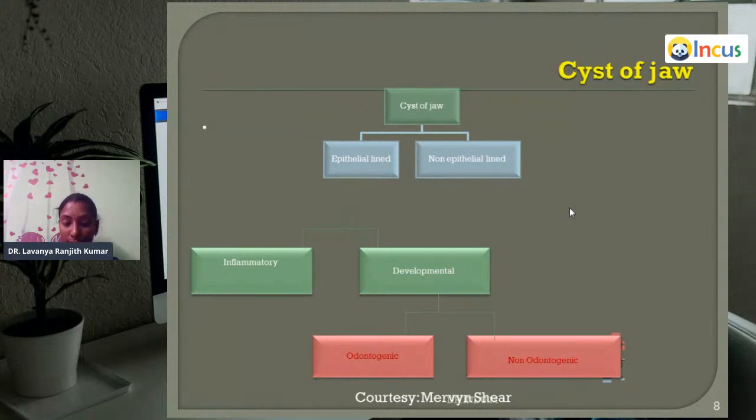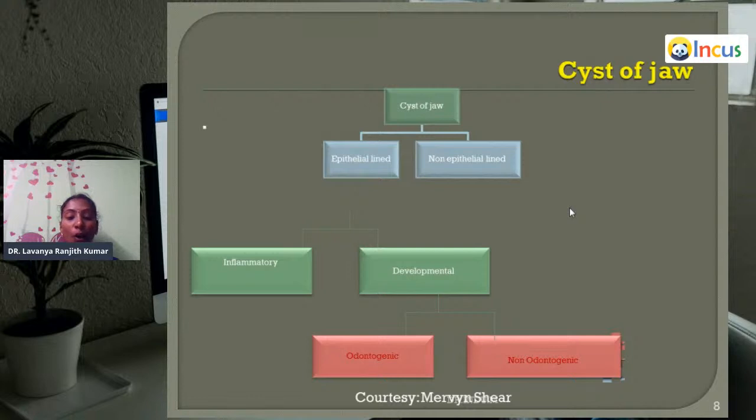Coming back to epithelial: the cystic cavity or lumen which is lined with cystic lining is called a true cyst or epithelial lined cyst. A non-epithelial lined cyst is called a pseudocyst or false cyst. Examples are the aneurysmal bone cyst, static bone cyst, or traumatic bone cyst. These are all pseudocysts. The epithelial lined cyst is further classified into inflammatory and developmental, and developmental into odontogenic and non-odontogenic. Odontogenic means a cyst thought to arise from the remnants or components related to the tooth.